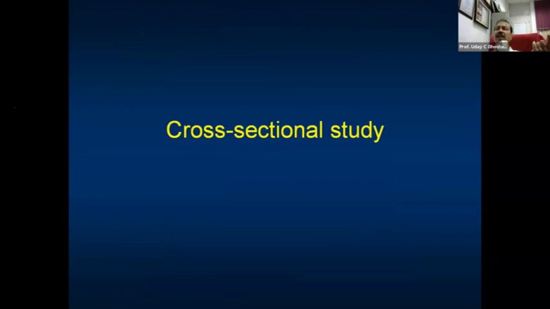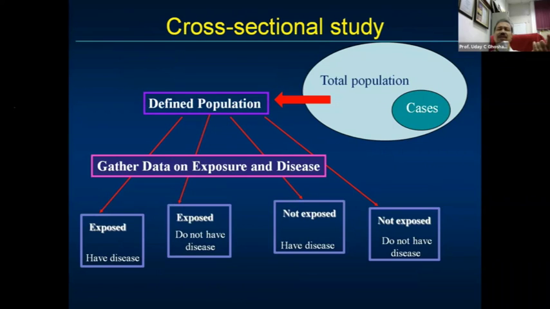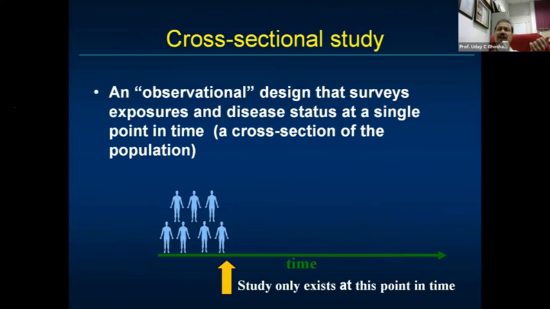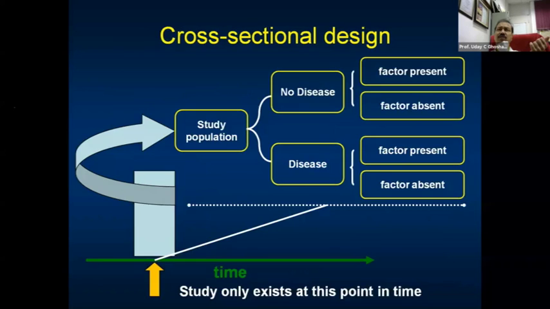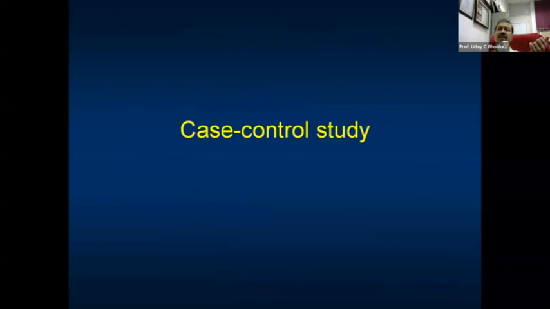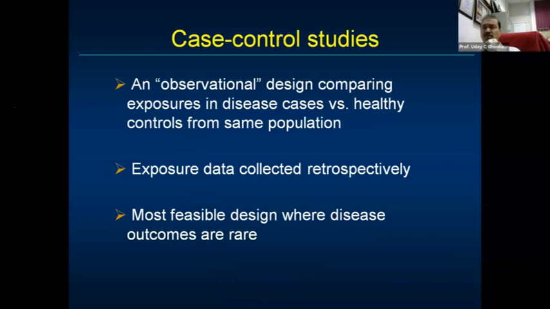Now let us come to the cross-sectional study that we already showed. I think I'll skip this cross-sectional study. Let us come to the case control study. Case control studies are very easy to do compared to an epidemiological study. You know, for an epidemiological study, you have to go to the community, which is not an easy job.